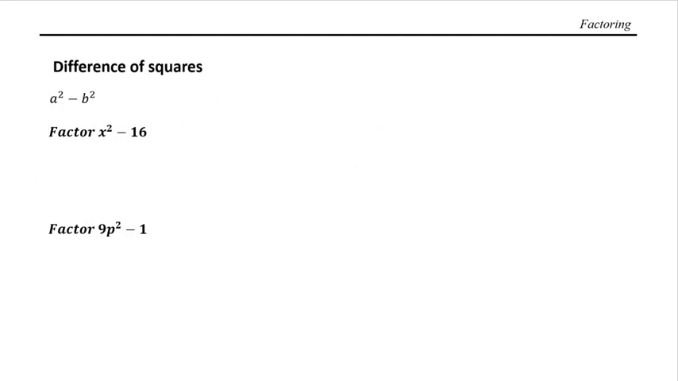Now let's go over difference of squares. So if we had a squared minus b squared, the formula states that would be equal to a plus b times a minus b. Let's go ahead and confirm that. So if we check that, a plus b times a minus b would be equal to a squared minus ab plus ab minus b squared. And so our two ab's would end up canceling, which would leave us with a squared minus b squared.